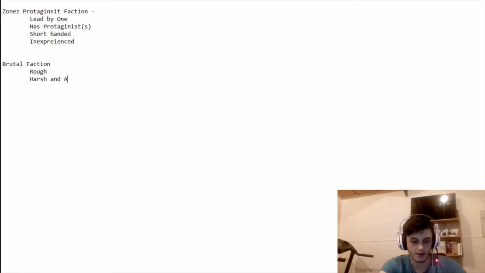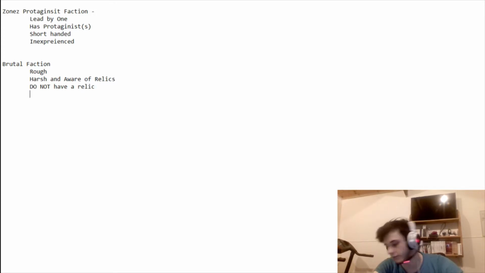And aware of relics. Those are two different points put onto one, but I was just mostly saying what I've already said, so I guess that didn't really matter. Not have a relic. We have a fun couple of characters that I've thought about that could go with that group.